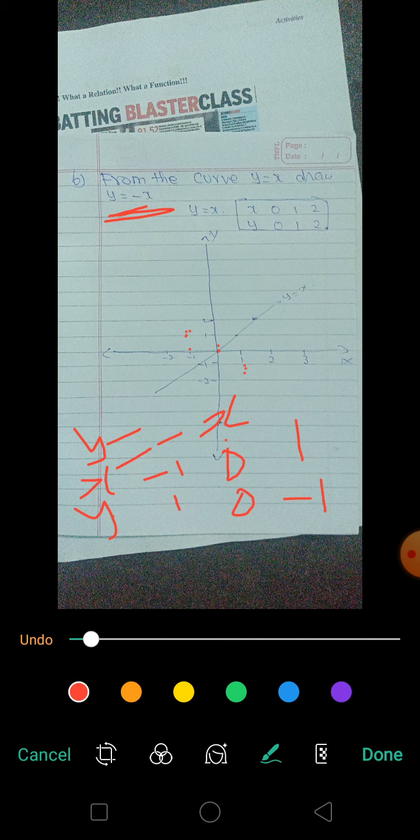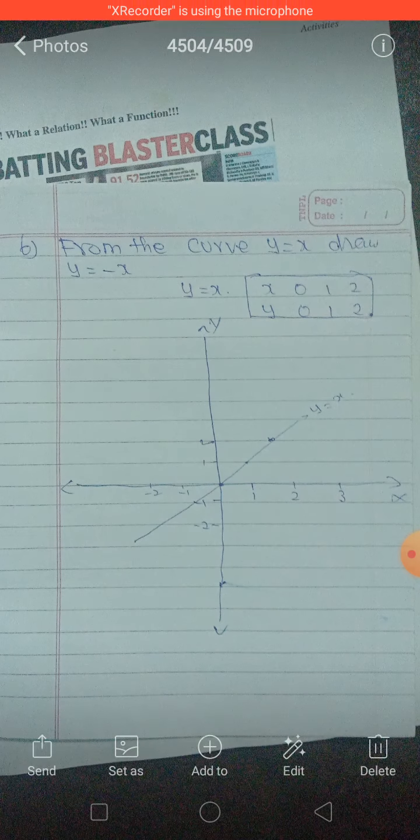So this is a straight line. That's it. This is the answer. Very simple, right? First of all, you need to draw the y is equal to x graph. After that, in that graph, you have to draw y is equal to minus x. First draw the table, you will get the pairs, and then draw the other straight line. So this is the graph for y is equal to minus x.